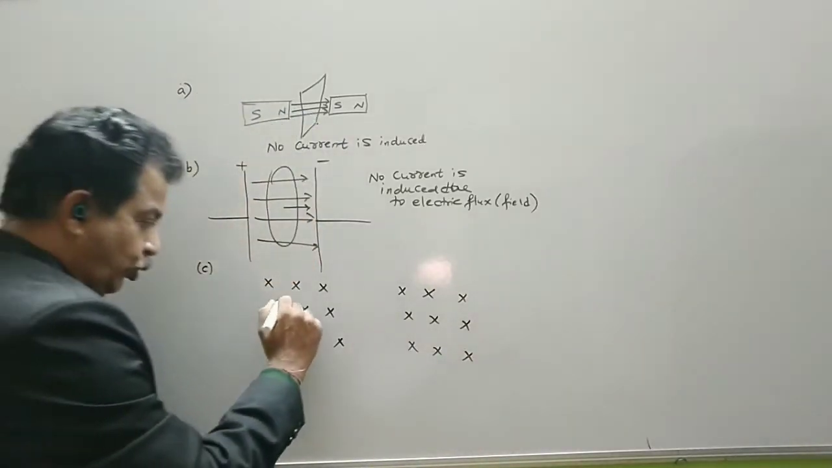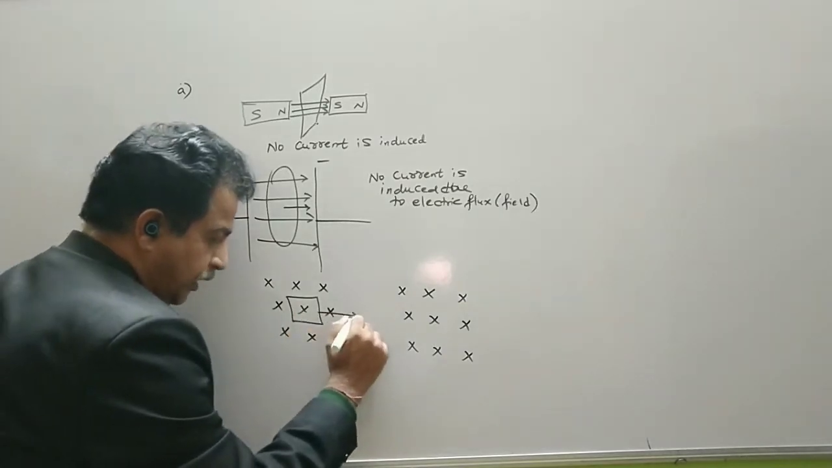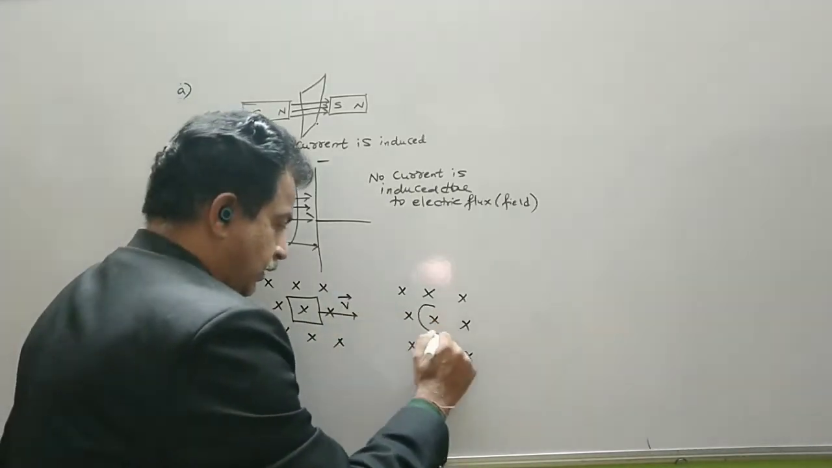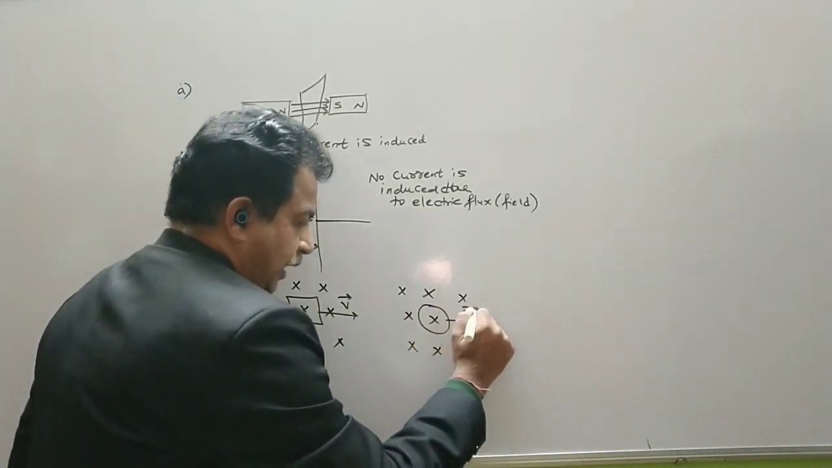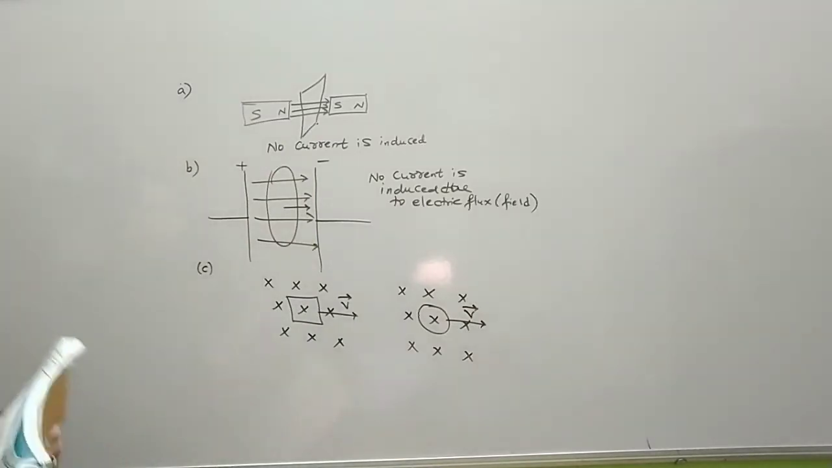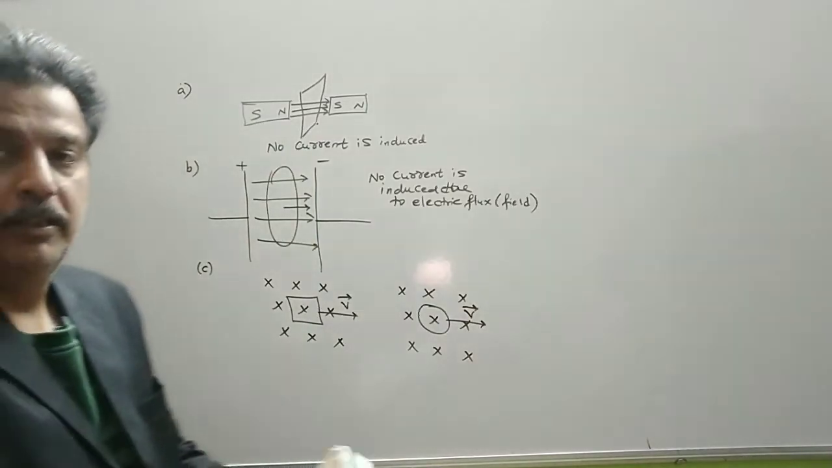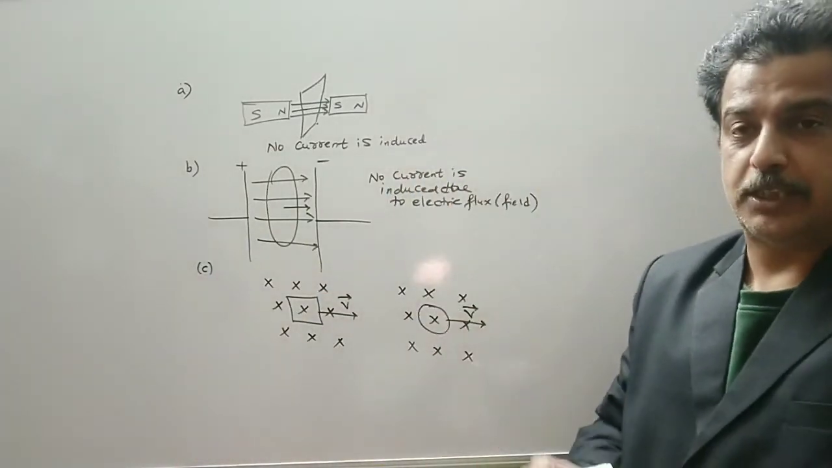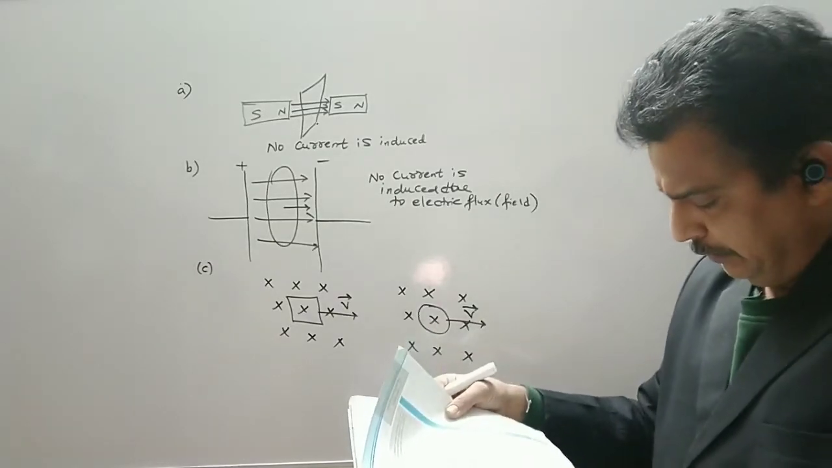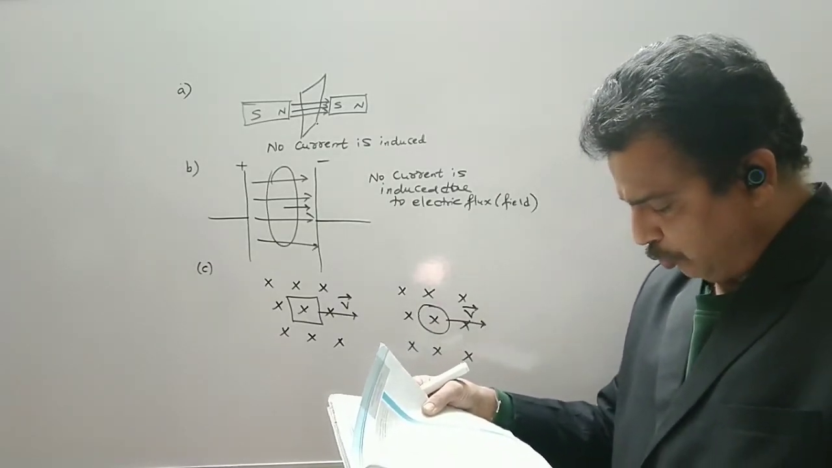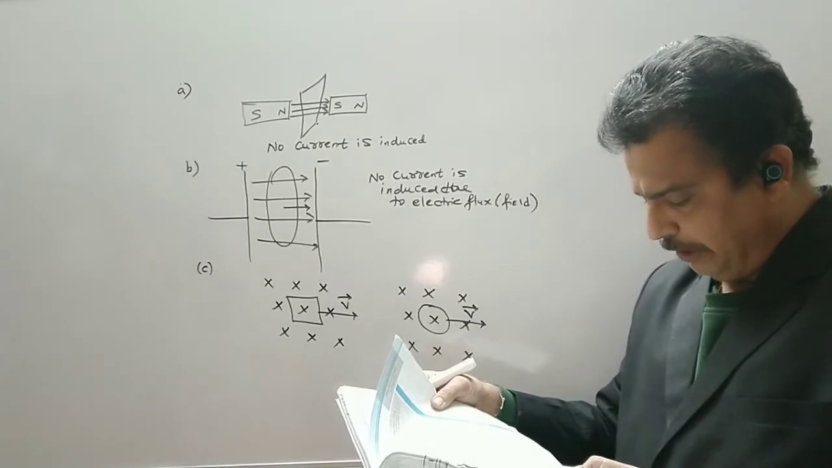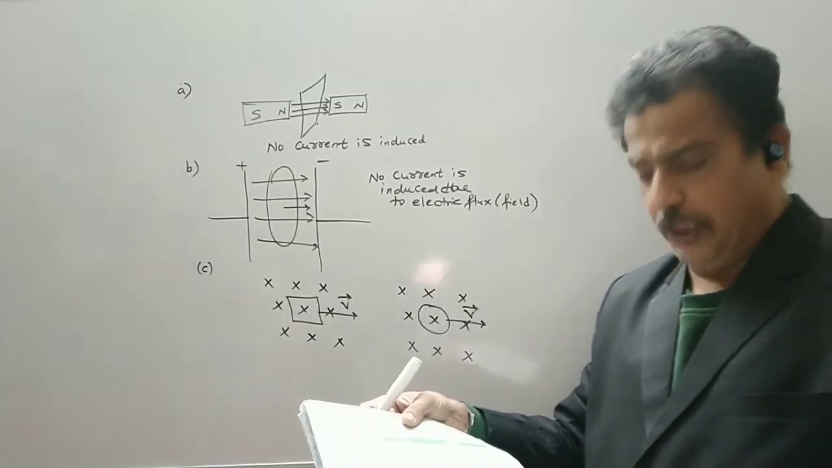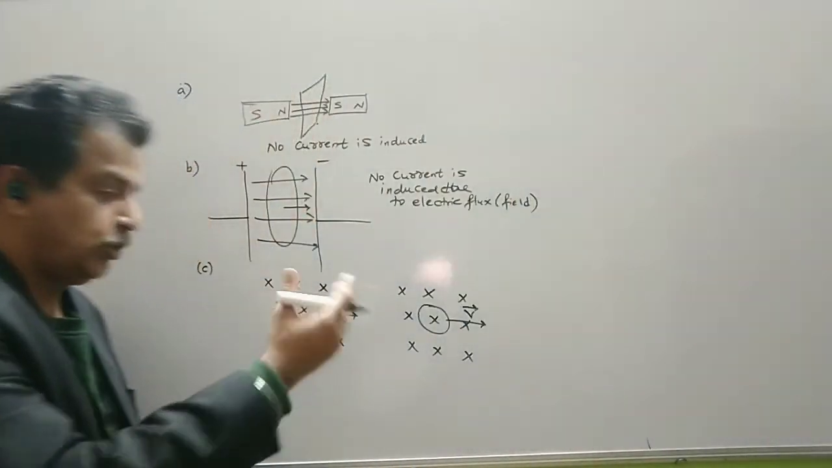One is a rectangular loop that is moved out with a constant velocity, and in the same magnetic field a circular loop is moving out. The question is, in which case will the induced EMF remain constant? A rectangular loop and a circular loop are moving outside. In which loop do you expect the induced EMF to be constant during the passage of this loop?